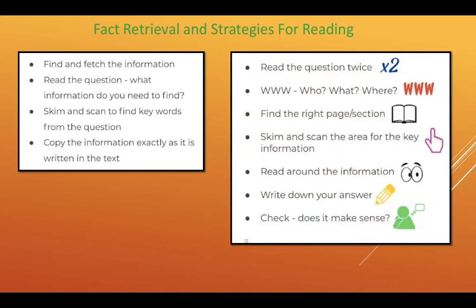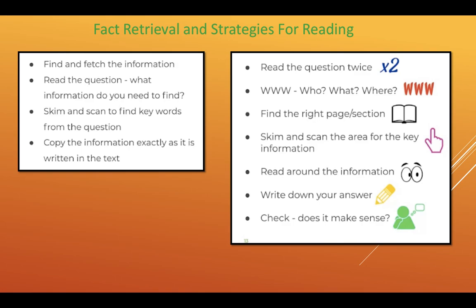And our reading strategies. Remember, read the question twice, just to make sure you know what the question wants you to do. And we have the 3 W's: who, what, and where. Who is the main character in the story? What was she doing? And where was the setting? Where did the story take place? So find the right page in the section.